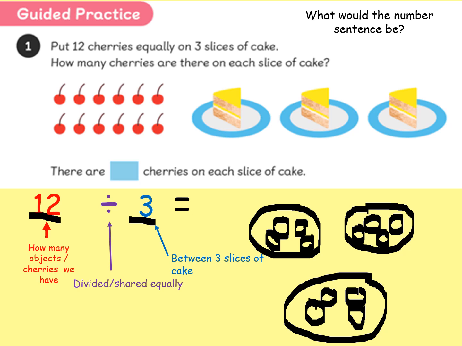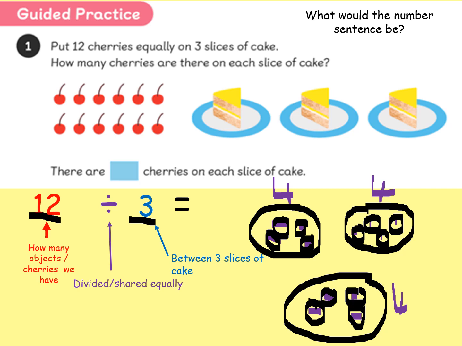Let's check the groups are equal, guys. So in this one, we have 1, 2, 3, 4. So that group has 4. This group has 1, 2, 3, 4. For it to be equal, this group needs to have 1, 2, 3, 4. Yes, each group has the same.